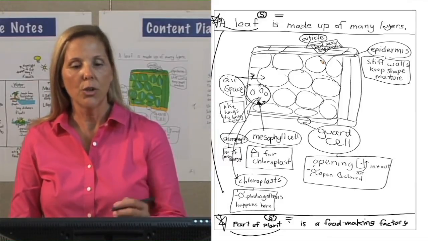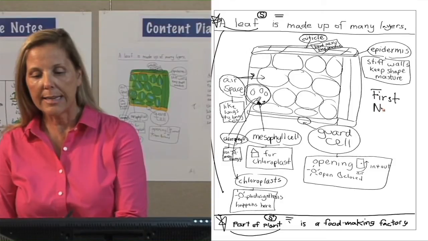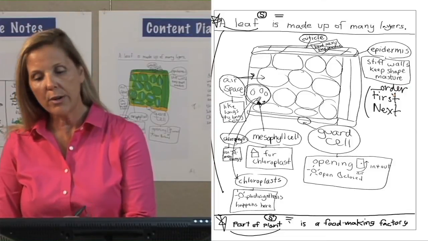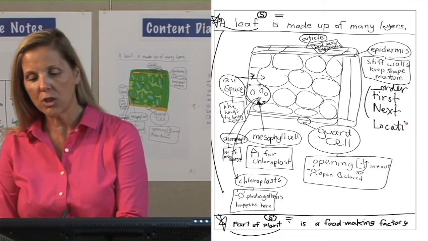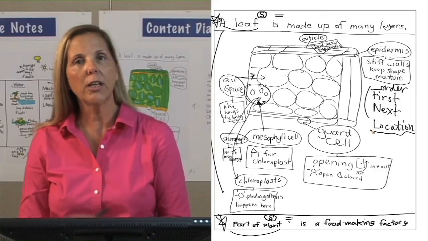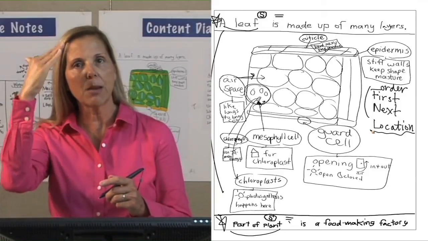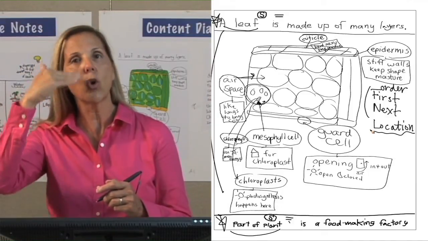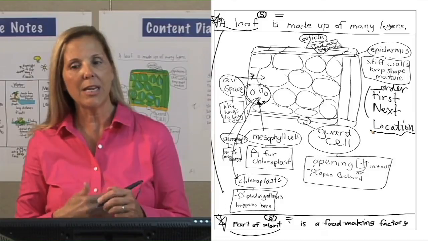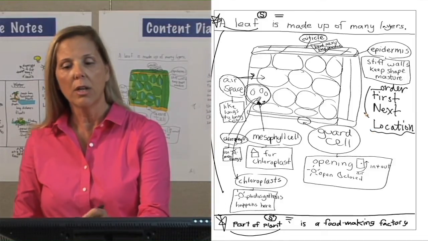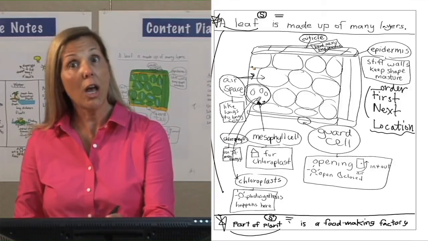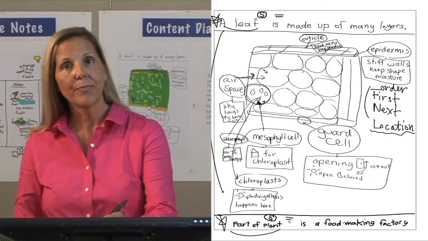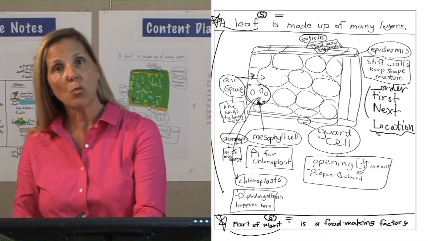My transitions could be first, next. So that means I'm going to have those words that tell me the order. Or I could have location transitions, because location transitions tell you in this visual drawing, because I'm using words to create a visual image in your head, I'm going to tell you where in the drawing you should be building this part of the image. So I could give you a location: on the outside of the leaf or the top layer of the leaf, in the middle of the leaf, underneath the cuticle. So I could have location words.